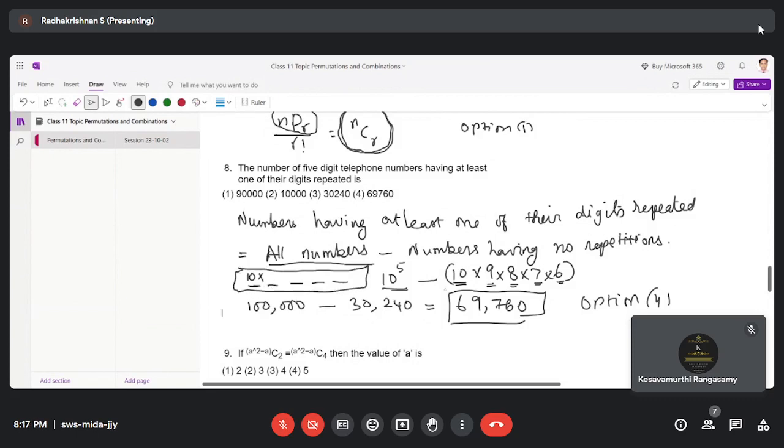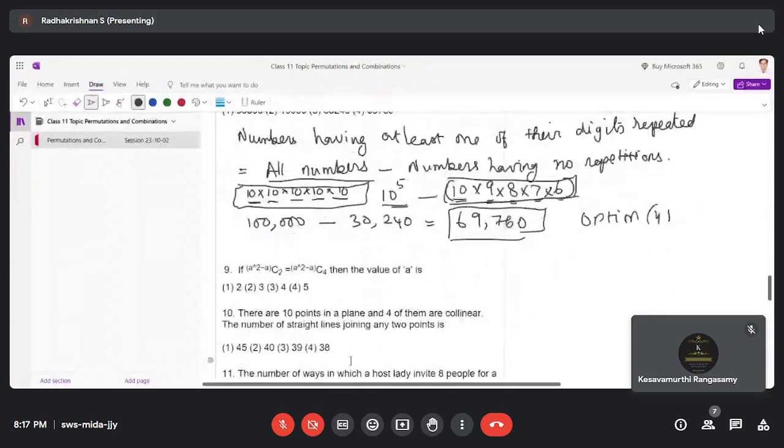So here we are talking about numbers having no repetitions. Since we allow all the numbers, it will be 10 into 10 into 10 into 10 into 10. Everywhere you can place any of the 10 digits. So that is why the total is 10 power 5. Without repetition it is 10P5. So the balance is 1 lakh minus 10P5, which is 30,240.